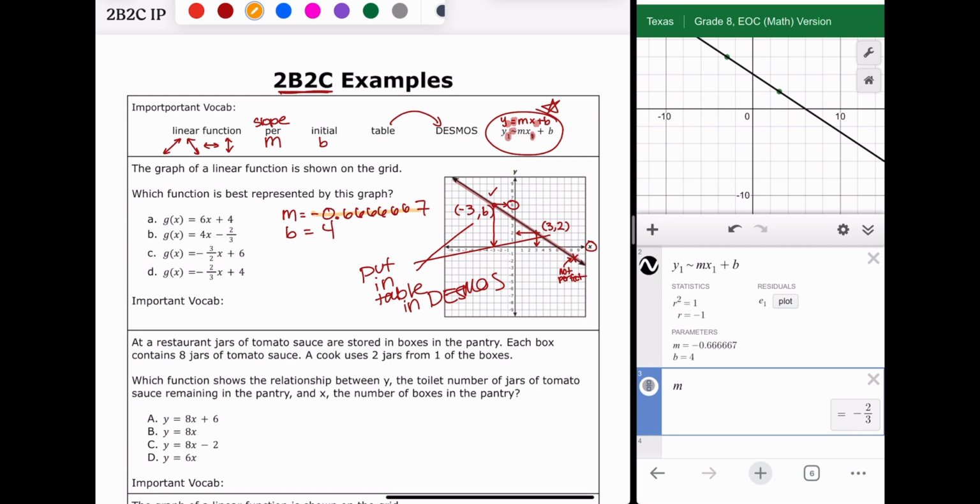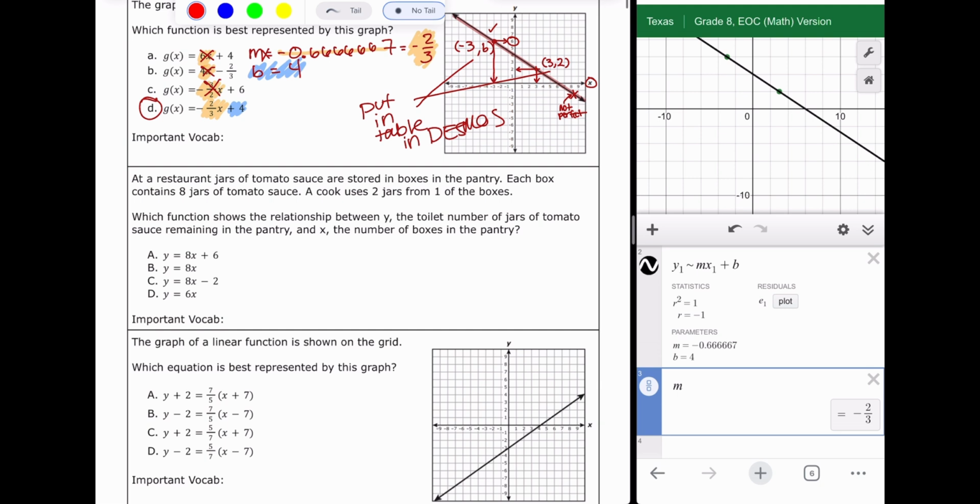I'm going to tap that, and that gives me -2/3. That's what we want right there. Equals -2/3. So my answer has to have a -2/3 in it. 6x, 4x, -3x, -2/3x. Remember, m is my slope, so m always goes with my x. So A cannot be right, B cannot be right, C cannot be right, and D has to be right. And even if we check the b value, 4, we have 4. That's it.